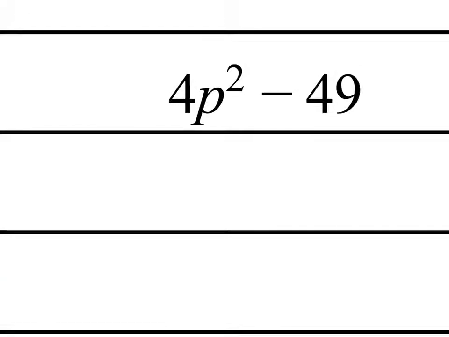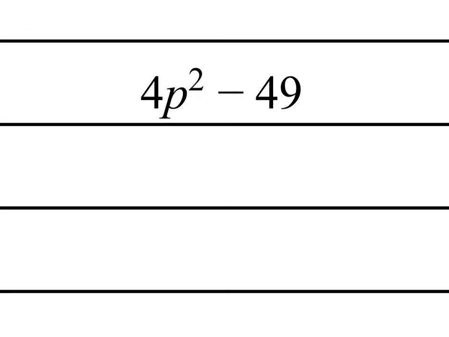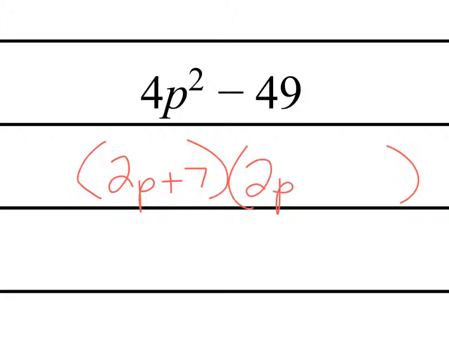Is 4 a perfect square? Yep, and 49. Yes, so since they're both perfect squares, you're going to take their square roots. So it'll be 2p plus 7 and 2p minus 7. Cool. Yes? You only write it twice. Correct, yeah. So since those parentheses are not the same, you have to write them separately.